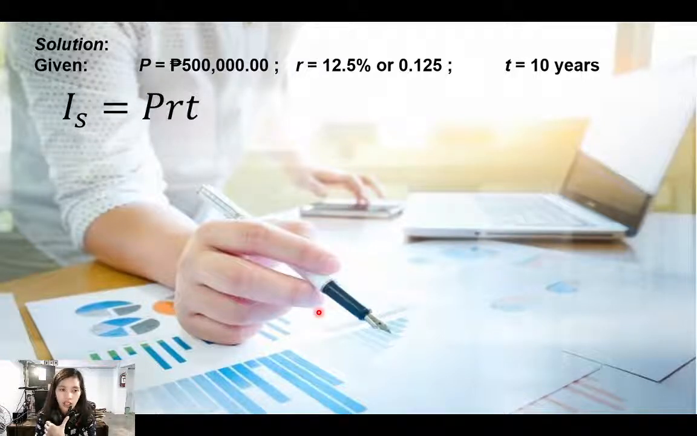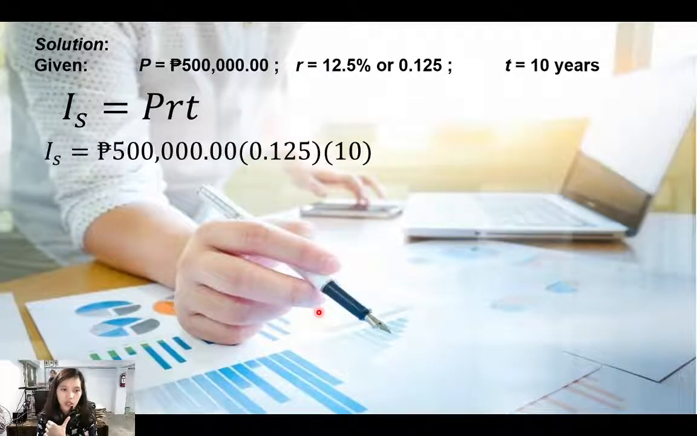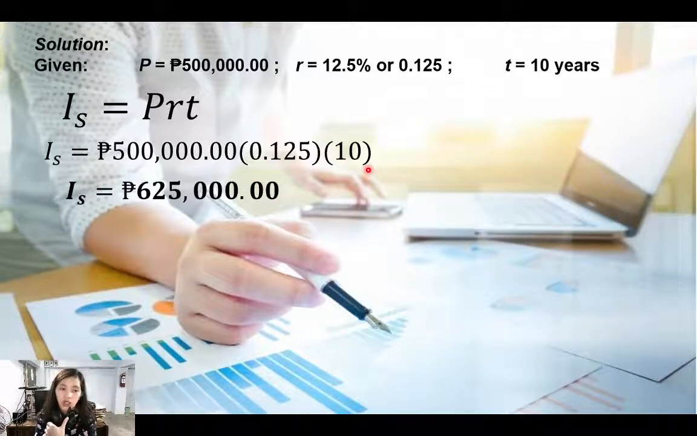Okay, we're going to find the simple interest. I sub S is equals to P R T. Okay, it is just substitution of all the given. So, P is 500,000. R is 0.125. T is 10. So, we're going to multiply just the three: 500,000 times 0.125 times 10. So, the result is 625,000. So, we got the final answer, 625,000.